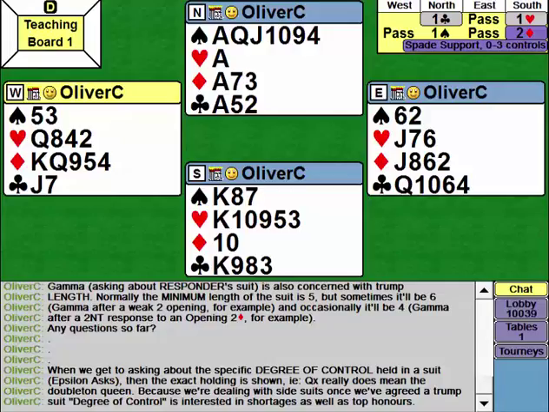So if you see a response in an explanation that says that partner's got third round control, this might be a doubleton, it might be three to the queen, it might be four to the queen, it might be five to the queen, it might even be the queen doubleton, because that's two kinds of third round control. They've got the queen and they've got a doubleton. However, if they had the singleton queen, they would show that as second round control, because they can stop the second round by virtue of having a singleton, and the queen being third round control doesn't really enter into the equation, because second round control, being able to trump the suit, trumps the singleton being the queen. So, like I said, degree of control is interested in shortages as well as top honors.